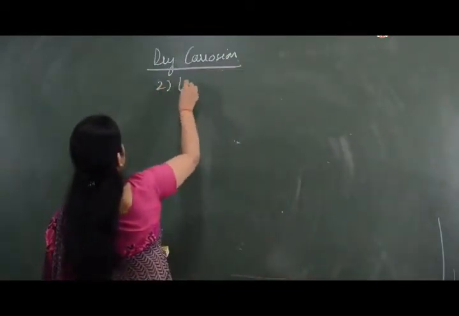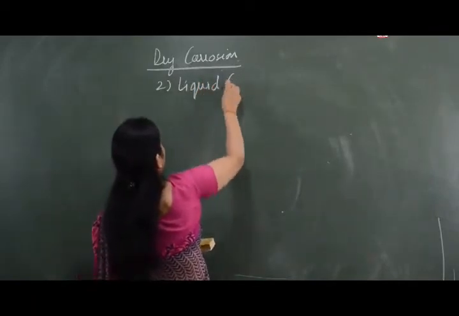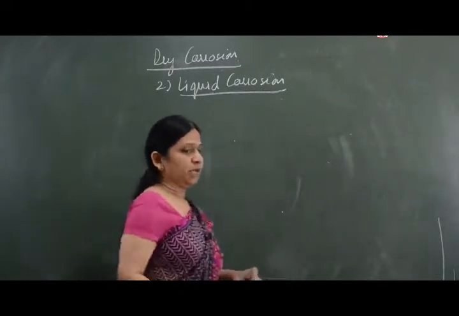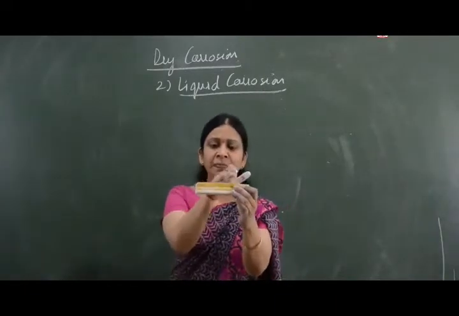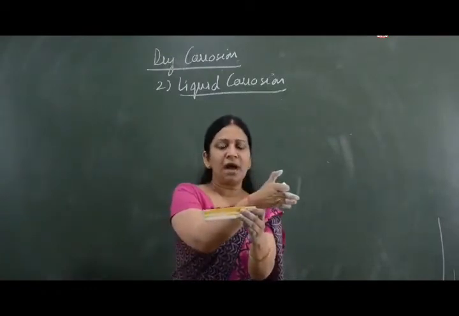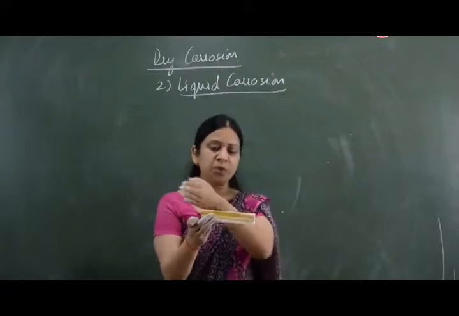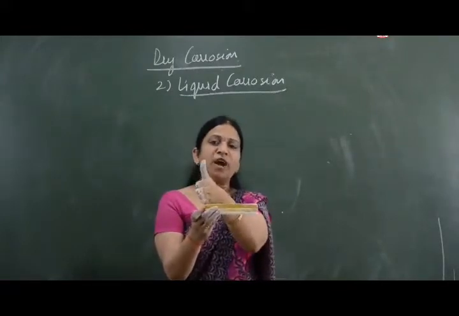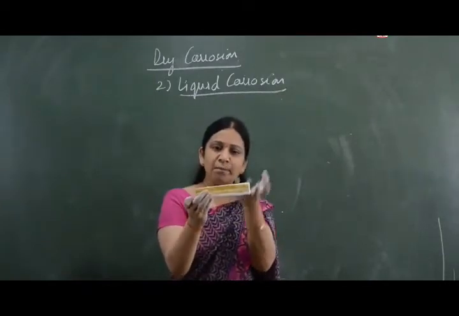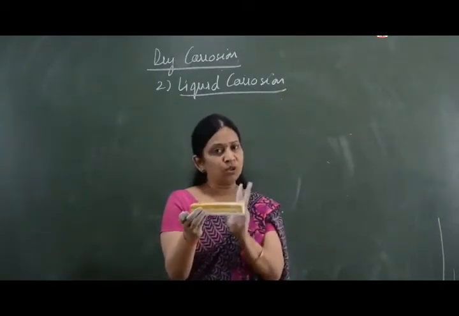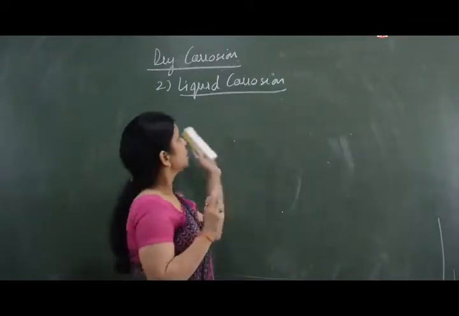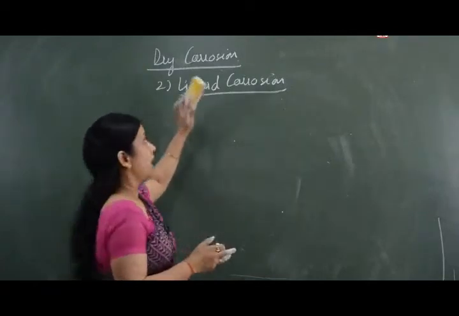Then we have third, which is liquid corrosion. Liquid corrosion means, suppose this is a solid metal and on this I am going to flow a liquid metal. So we can have two things. As the liquid metal flows, it will wipe off the surface of the metal. And the second condition, the liquid which is flown can penetrate into this metal. So in both cases it is going to cause corrosion. So this is the third type, which is liquid corrosion under dry corrosion.